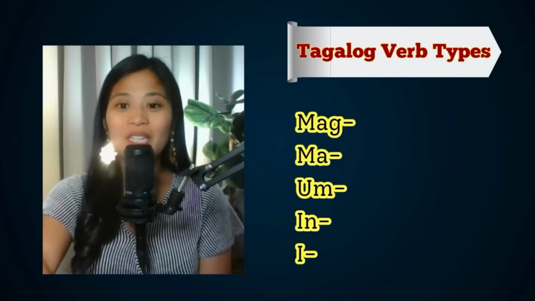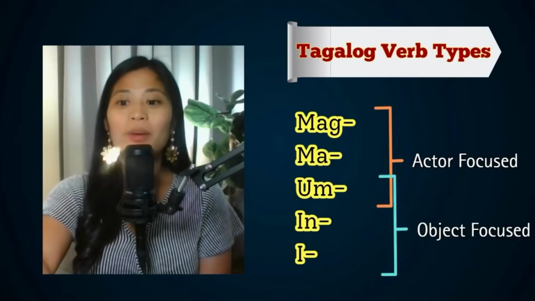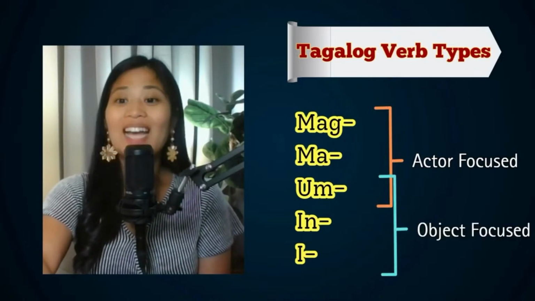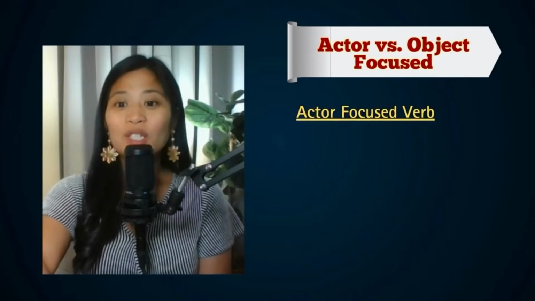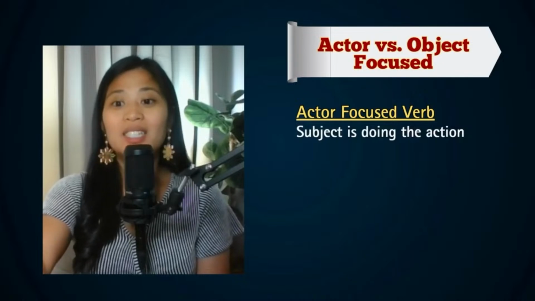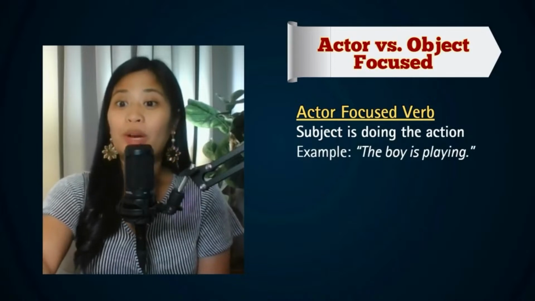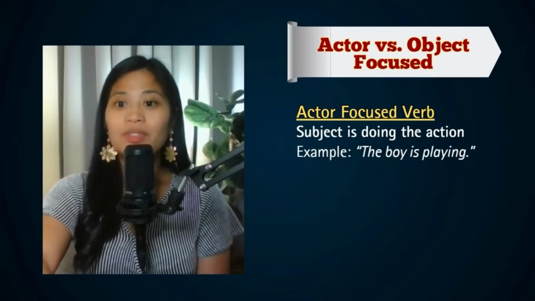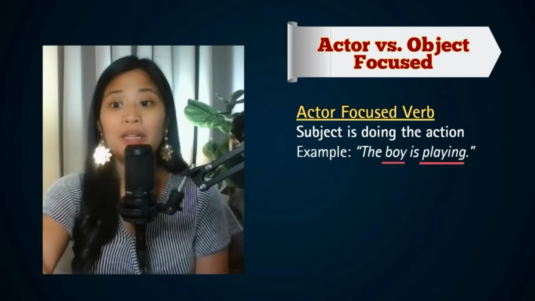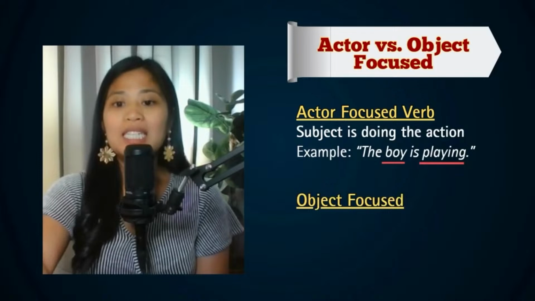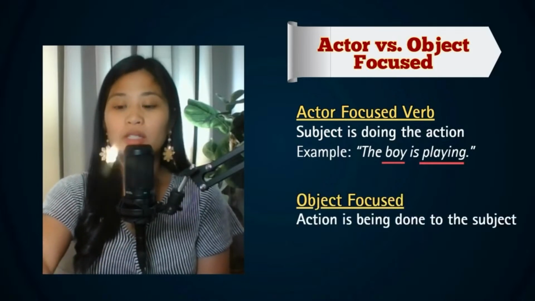Now, what makes them different is that some verbs are actor-focused and some are object-focused and some are both. So what does that mean? An actor-focused verb means that the subject is doing the action. For example, the boy is playing. Here, the subject is the boy and he is doing the action. He is playing.